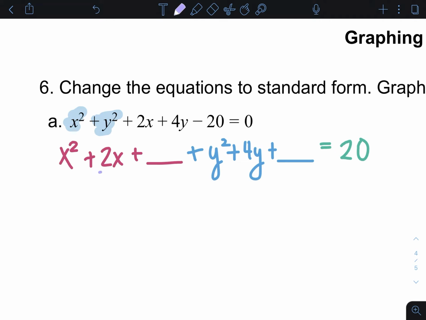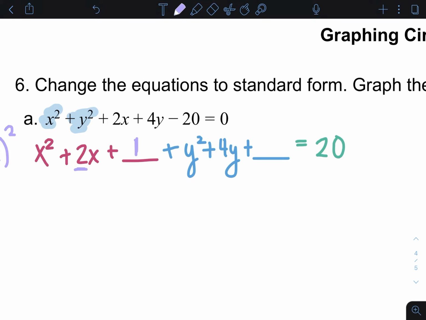So if I take this 2 and I divide that by 2, that gives me 1, and then I need to square that. So 1 squared is equal to 1. So actually, again, I got another 1 over here. Now what I'm going to do at the same time is start to keep balance. So if I'm already adding a 1 over here, I'm going to already add a 1 on the other side.